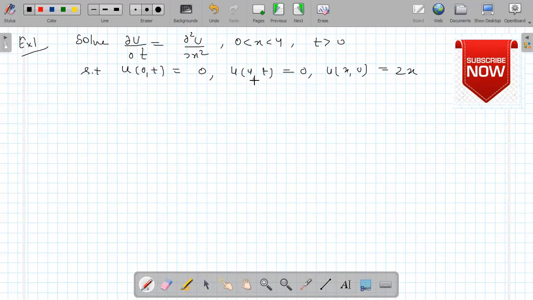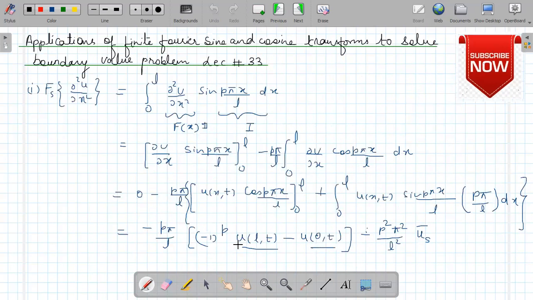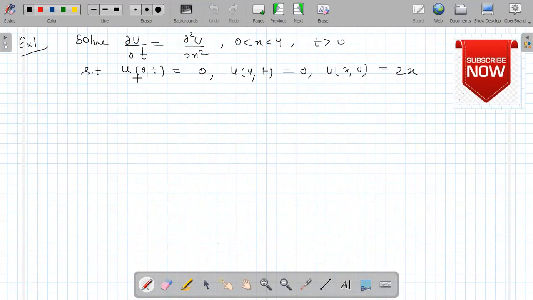Now since the value of u is given at 0 and 4, which is required when we apply Fourier sine transform, as you can see here, these two values are given to us. That means we will apply here finite Fourier sine transform. Okay. So we are given this equation, del u by del t is equal to del 2u over del x square.